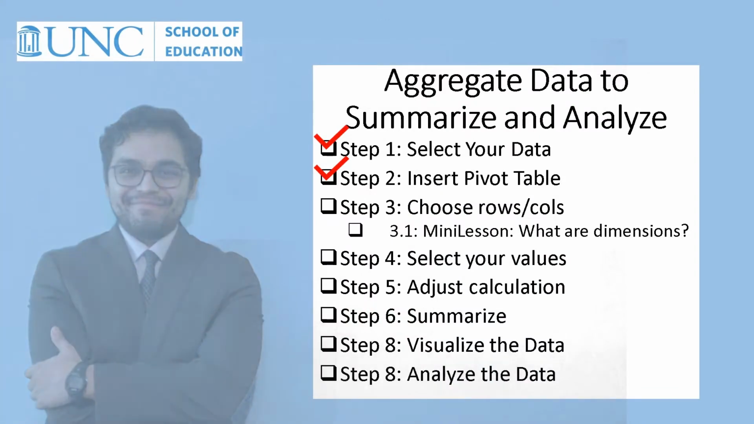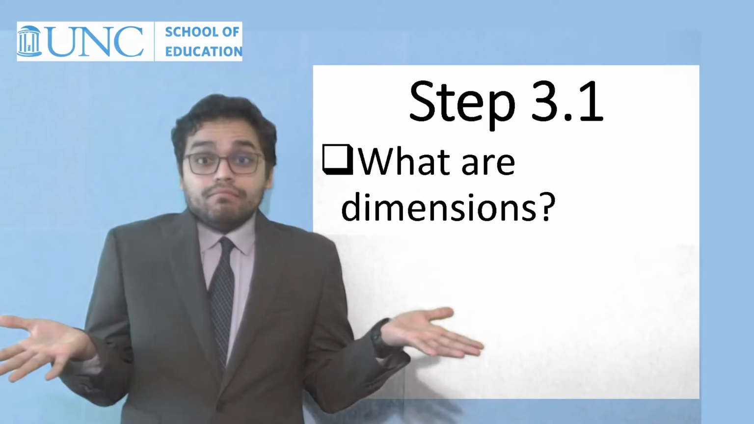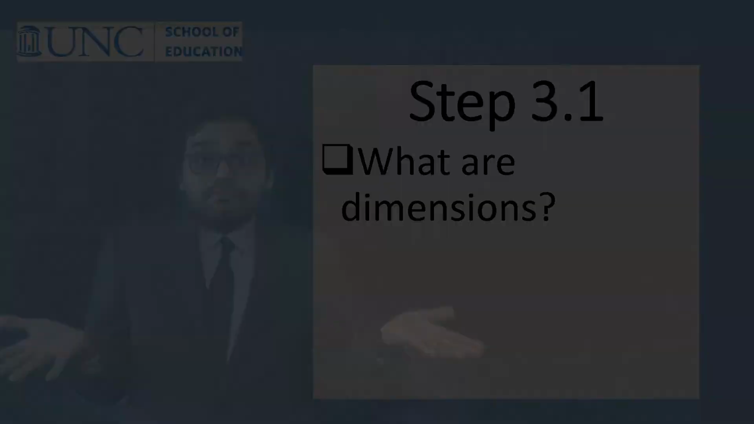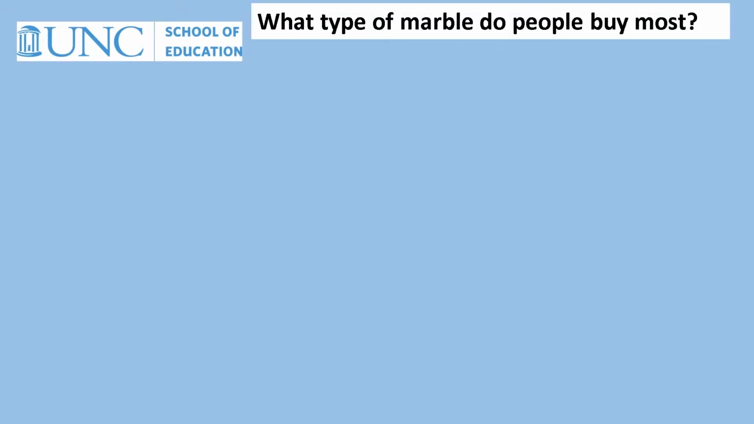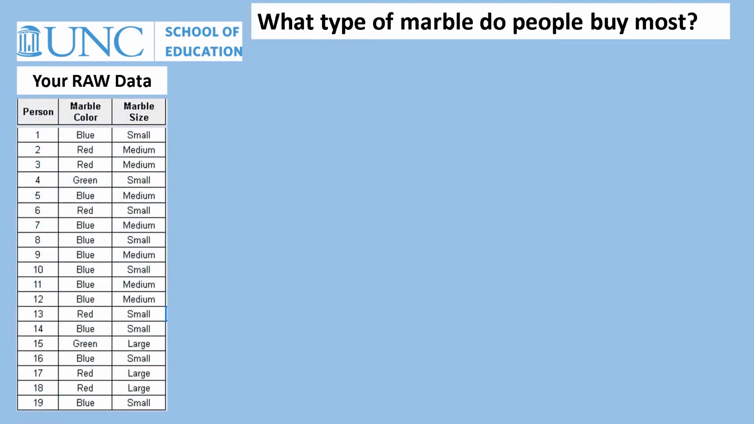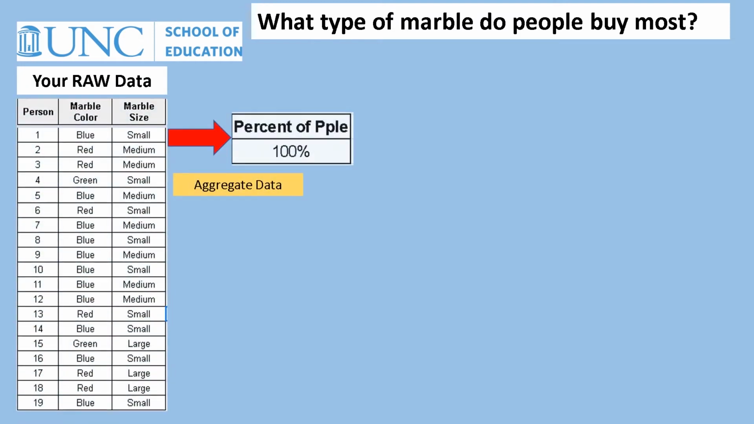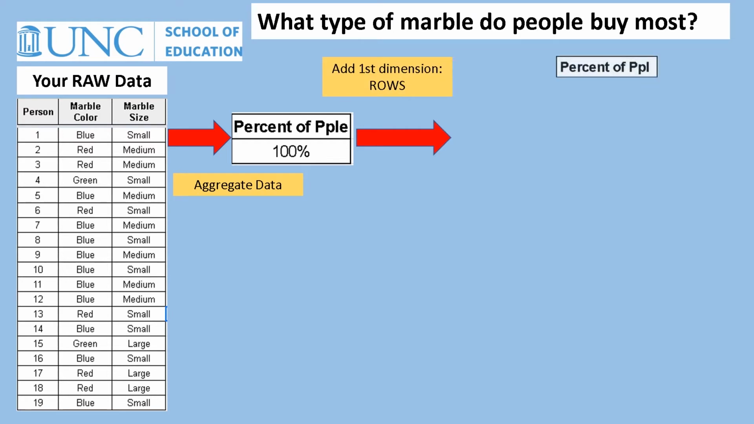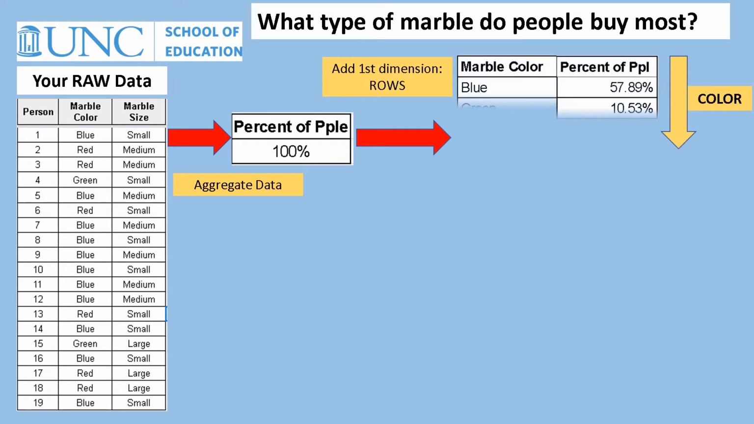Now it's time to select our column, but first we have to determine what are dimensions, because dimensions are our rows and our columns. Now suppose I asked you the question, what type of marble do people buy most, and you have this raw data. Altogether, 100% of people bought a marble, but how much of that percentage is distributed by color? That's our first dimension, our rows.